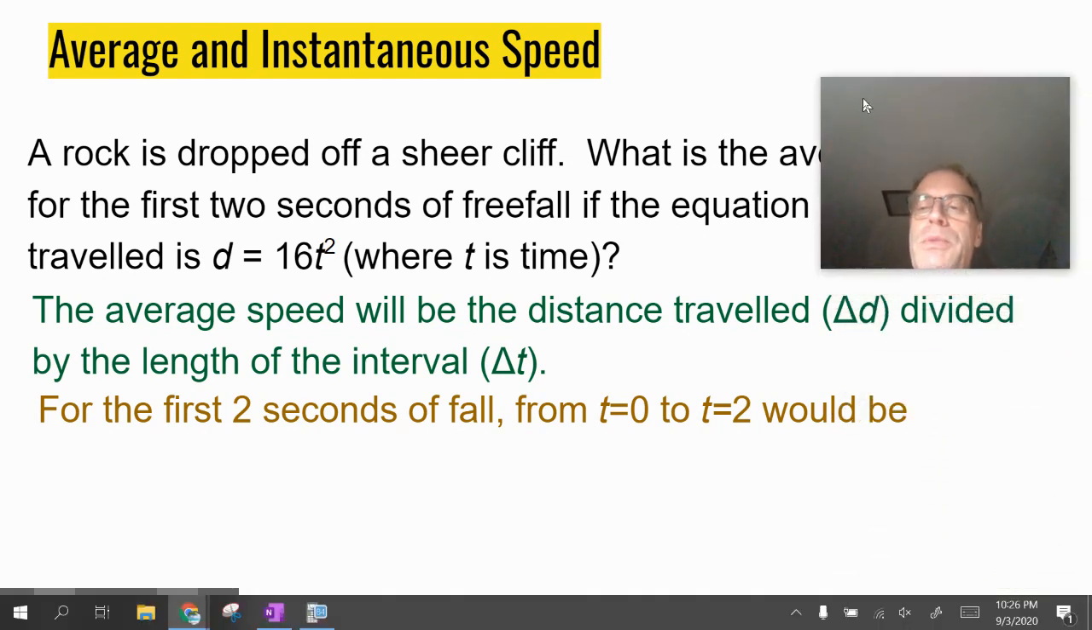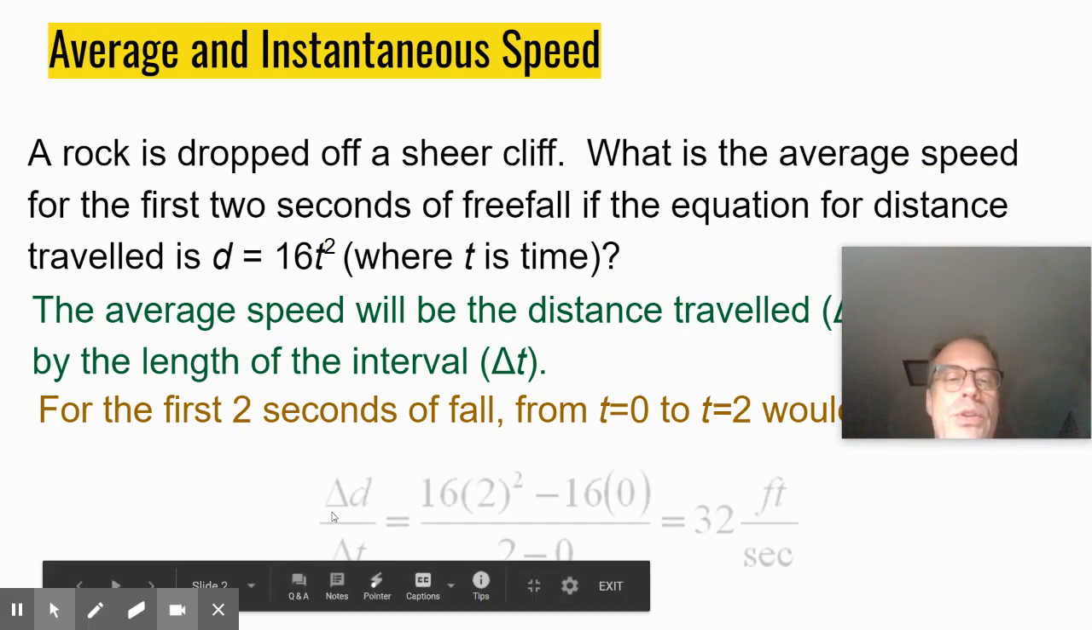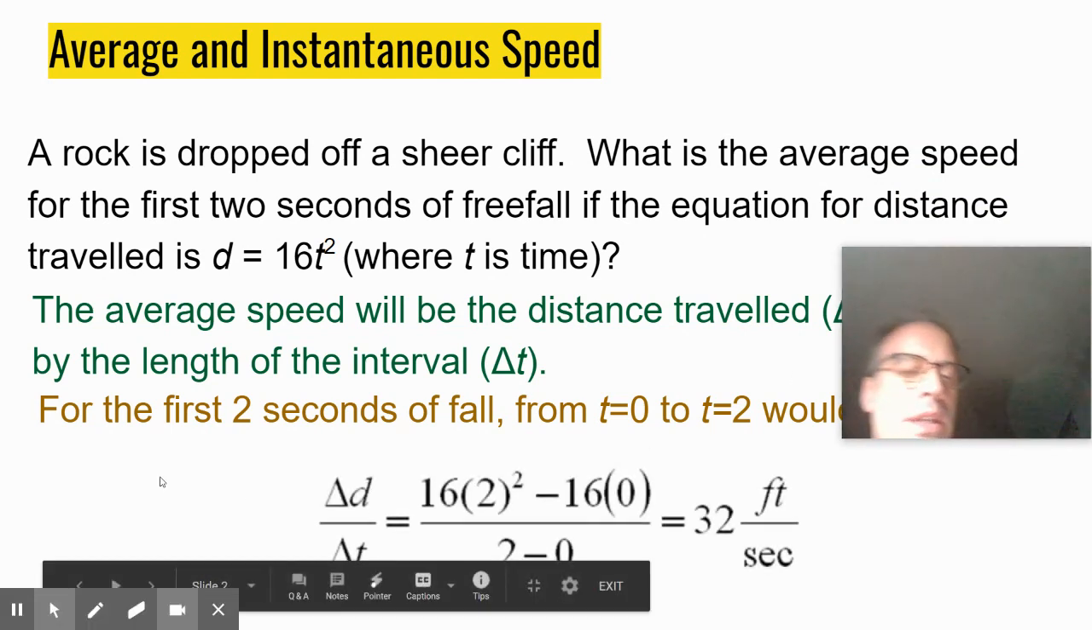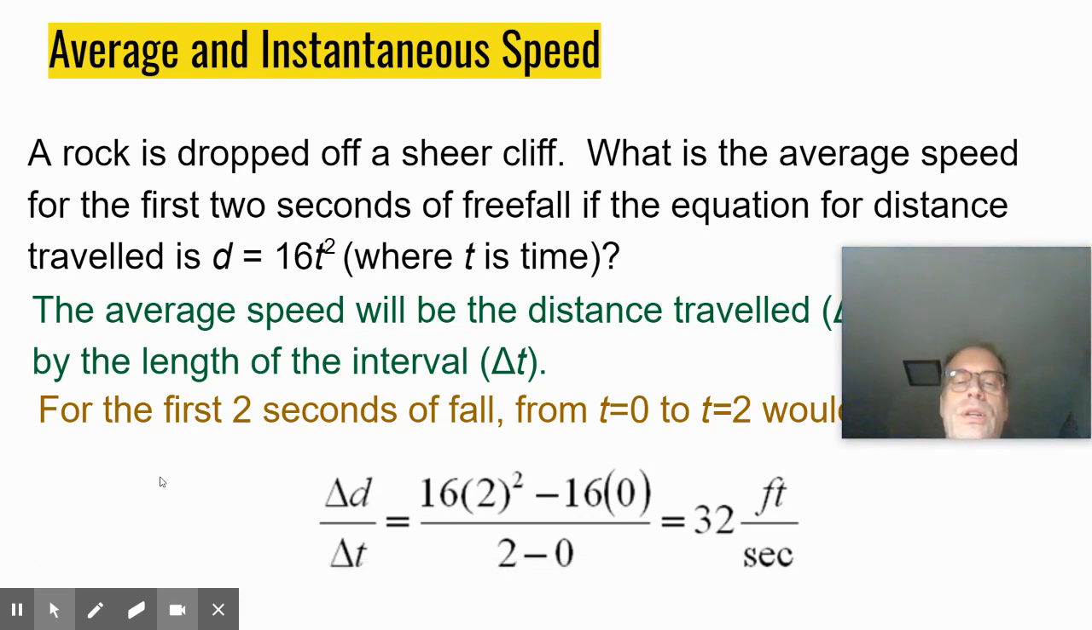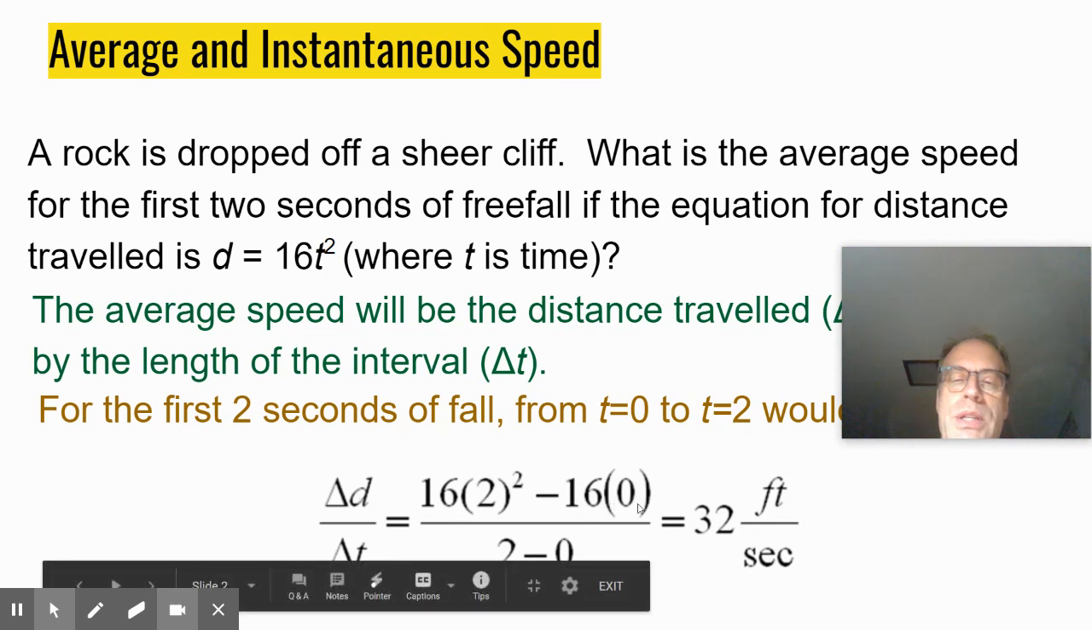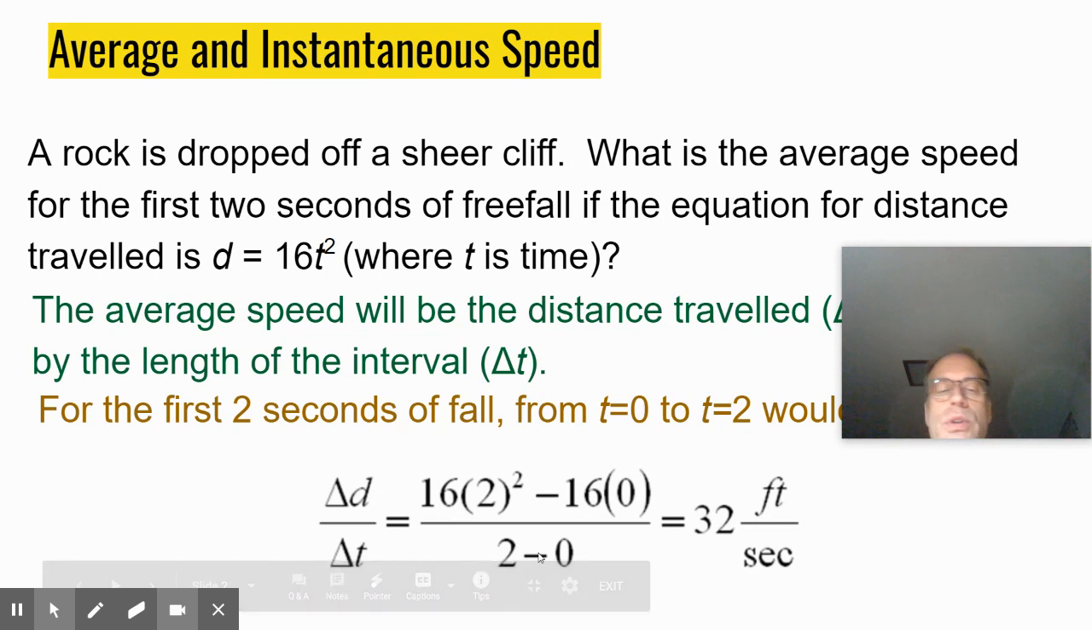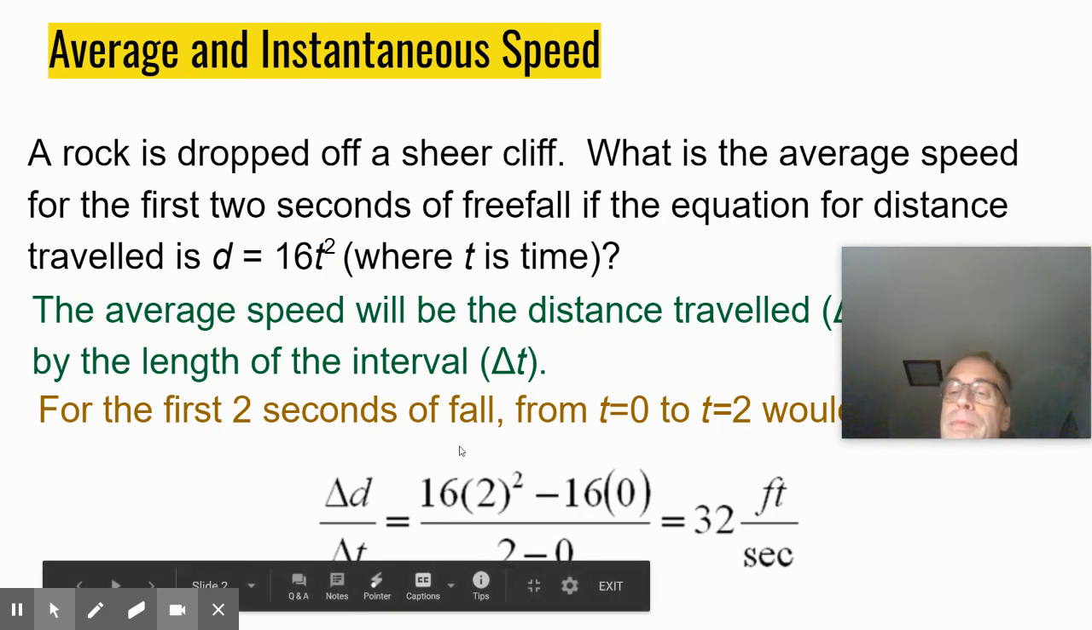And so I'm going to substitute those values into the equation, and I'm going to end up getting delta d over delta t, which is going to be 16 times 2 squared minus 16 times 0 all over 2. So I'm looking at 64 over 2, which is 32 feet per second. Not too bad. Let's move on.